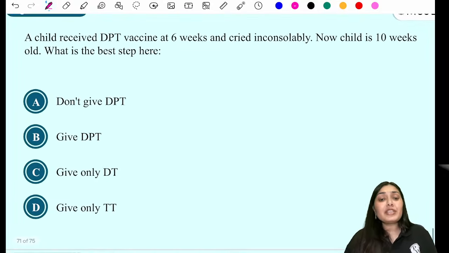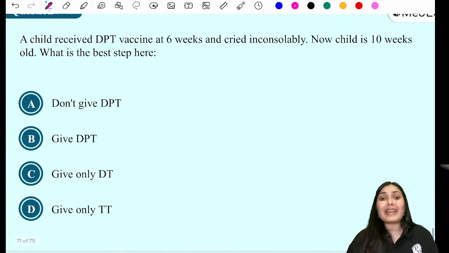A child received a DPT vaccine at 6 weeks and cried inconsolably. Now the child is 10 weeks old. What is the best step here? Option A says don't give DPT. Option B says give DPT. Option C says don't give only DT. And option D says give only TT. So what do you think would be the correct answer over here?